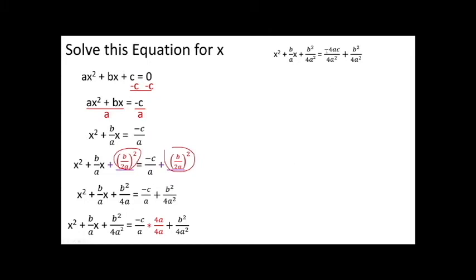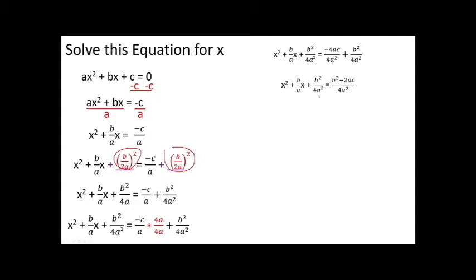Again, all I've done is multiply those together, and now these denominators are the same, so I can add them together. Negative 4ac plus b squared, so I have b squared minus 4ac, or negative 4ac plus b squared, and I'm going to go ahead and put the b squared first. I think it's going to be less confusing that way.